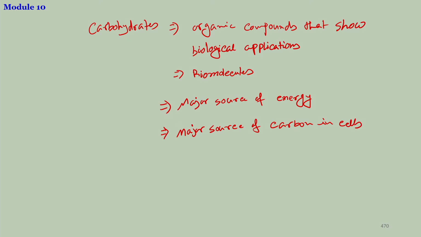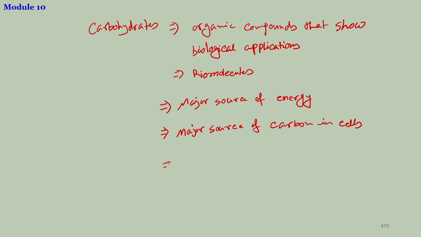Obviously, most of the smaller molecules present in cells have carbons in them, and many of those biomolecules are derivatized or actually synthesized back from carbohydrates. So it's a major source of carbons in the cells also. They also serve as storage units in biological bodies.